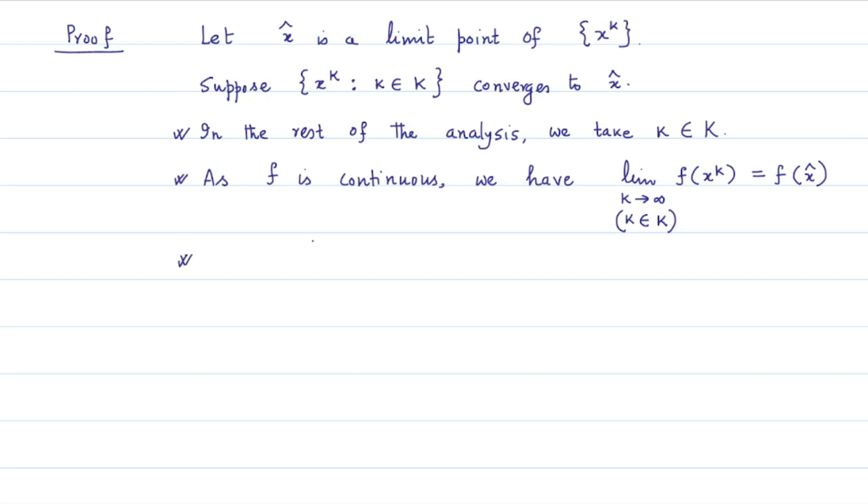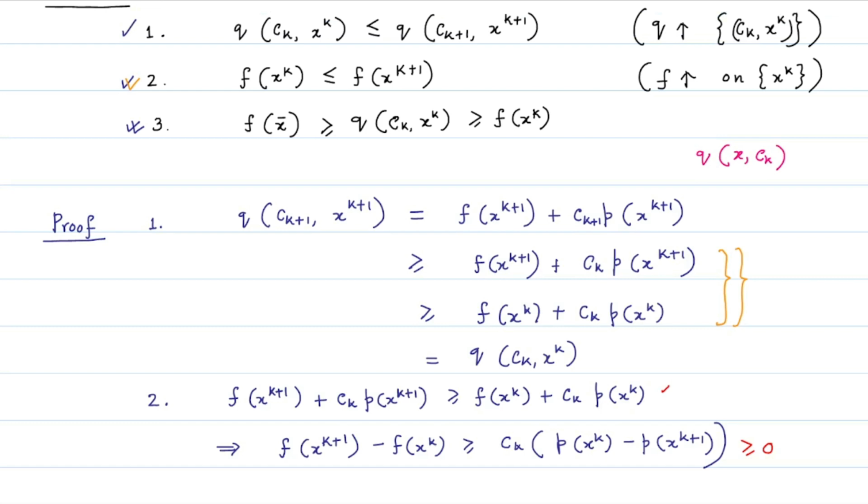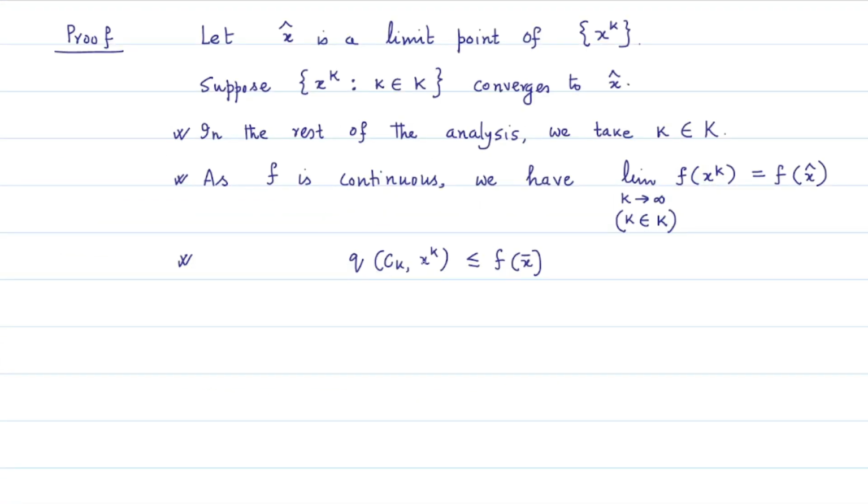Now we see that the function q satisfies q(c_k, x_k) is less than or equal to f(x bar), where x bar is the minimizer of the problem capital P. Here we are taking all the notations that I have mentioned: x_k is the minimizer of the problem P(c_k). We also take x bar as the notation, throughout this lecture, for a minimizer of the original problem capital P. And in this lemma we have proved that q(c_k, x_k) is less than or equal to f(x bar).